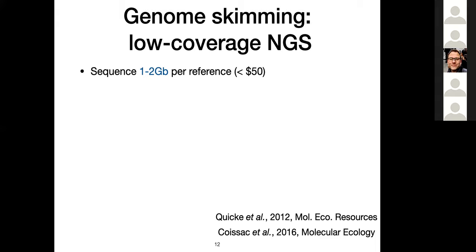Okay, so what's the genome skimming alternative? You can take your sample and shotgun sequence it at very low coverage, let's say 1 or 2. I wrote 1 or 2 gigabase pairs here. Maybe a better way to say it is 1 or 2x coverage of the genome, depending on what genome you have. You can do this for very little money by multiplexing many samples together in one run. So you could do this for less than $50.